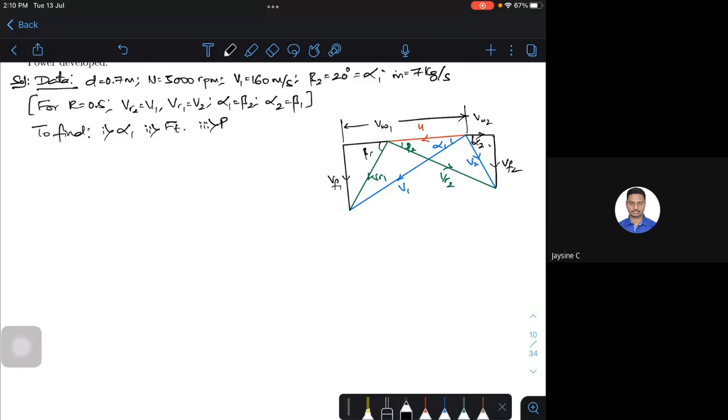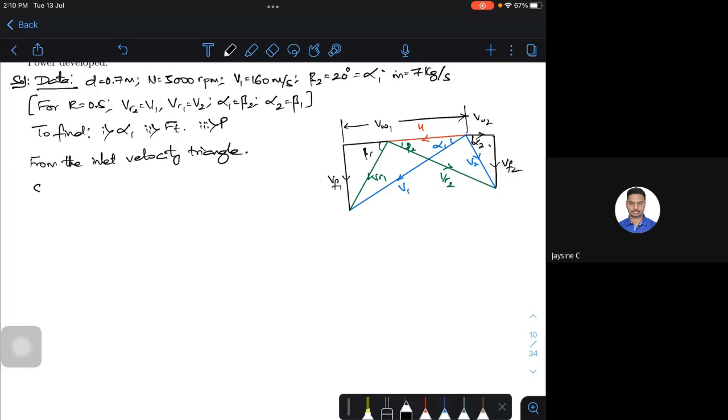If you want to draw according to some scale on a graph sheet, you can take a scale of 1 centimeter equal to around 25 to 30 meters per second. You can then draw the velocity triangle on a graph sheet. Okay, now let's try to consider the inlet velocity triangle. From the inlet velocity triangle.